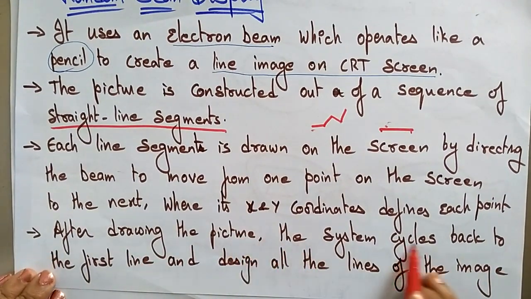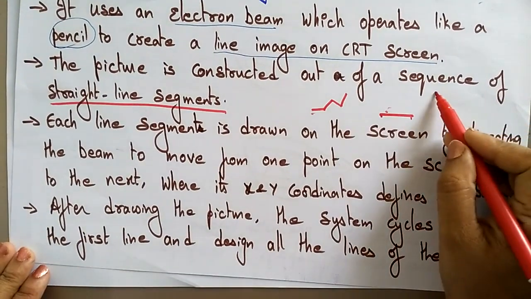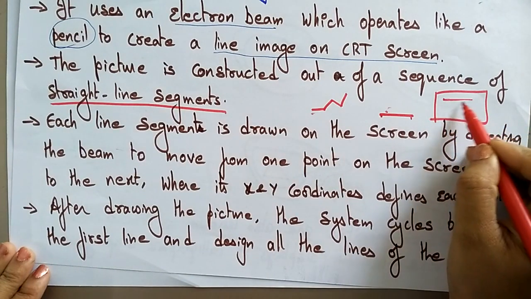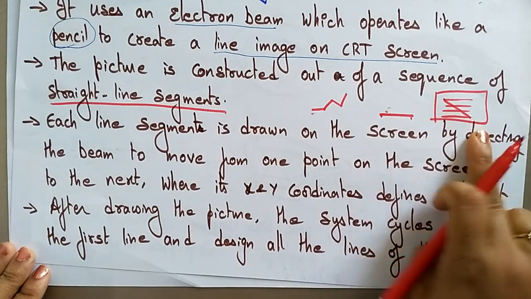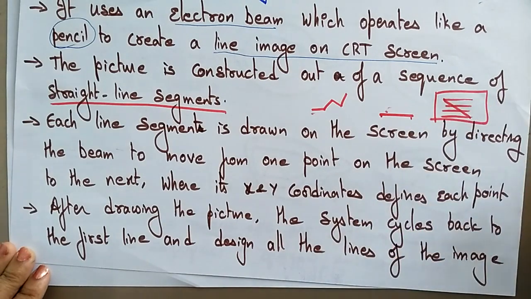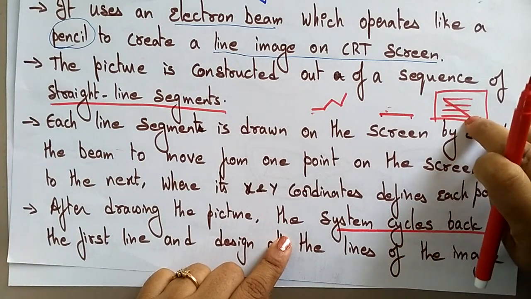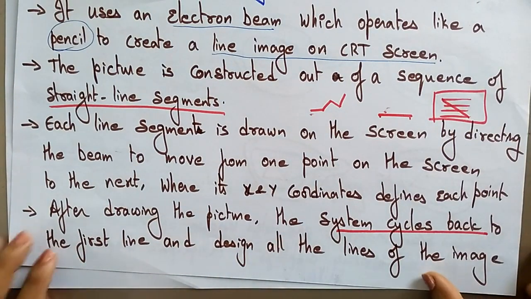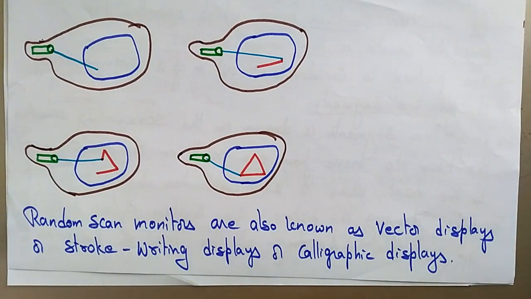After drawing the picture, the system cycles back to the first line and draws all the lines of the image again. Suppose this is a CRT screen. First it starts here and continues the image like this. After completion of everything, the beam comes back to the starting position. That is a cycle. After drawing the picture, the system cycles back to the first line and draws all the lines of the image, 30 to 60 times each second.